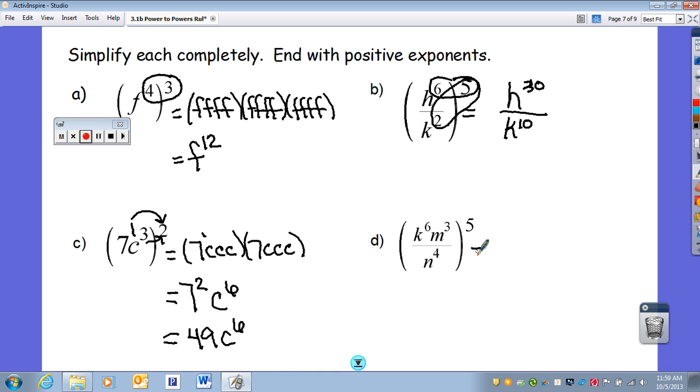Let's take a look at letter D and see if we can do that with the shortcut. My first base in the numerator is K, and if I multiply the exponents together, 6 times 5 would be 30. The next base I have in the numerator is M, and if I multiply the exponents together, 3 times 5 would be 15. In the denominator, I have my base of N, and if I multiply the exponents together, 4 times 5 would be 20.